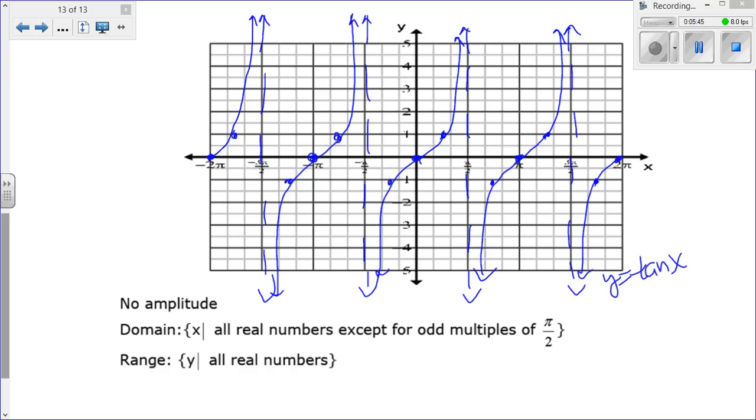The domain is all real numbers except for odd multiples of pi over 2, and that's where our asymptotes come into play. And the range for the tangent is actually different. Unlike sine and cosine, which have a maximum value and a minimum value, here we don't, therefore our range is all real numbers. And that's really all there is, just graphing the plain tangent function.